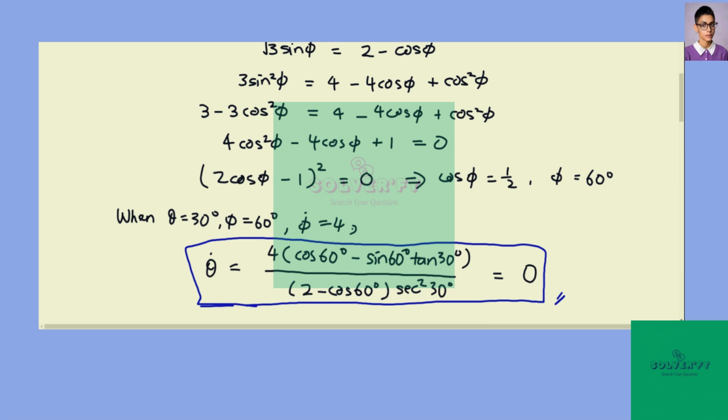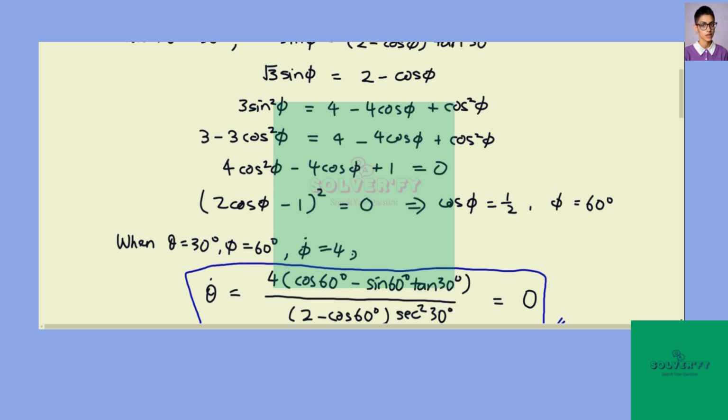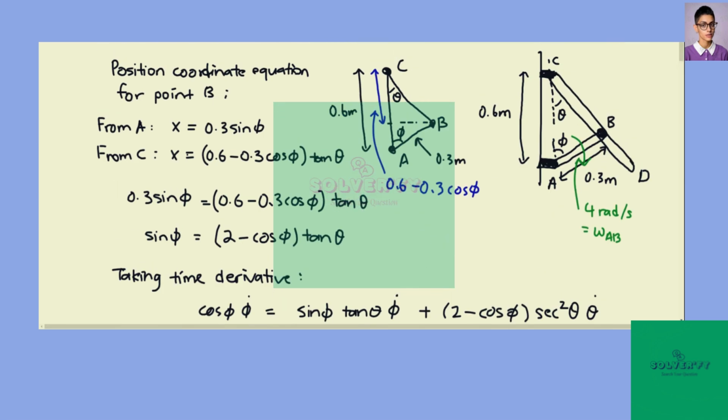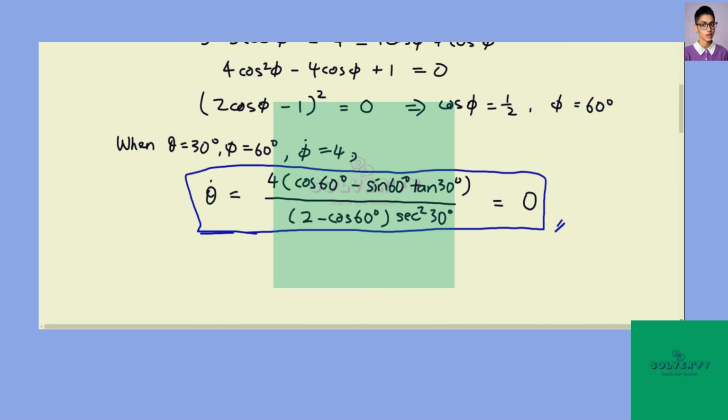So theta dot at that instant is 0. If you go back to the diagram, if this is 30 degrees and this is 60 degrees, you have a right angle triangle. When AB is swinging clockwise and reaches this particular angle where you have a right angle triangle, the rod CD is not going to move at that instant. That's why theta dot is 0. That's how we can make sense of this situation.